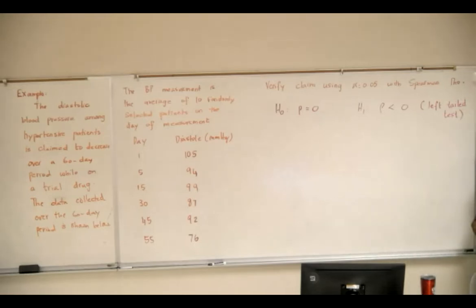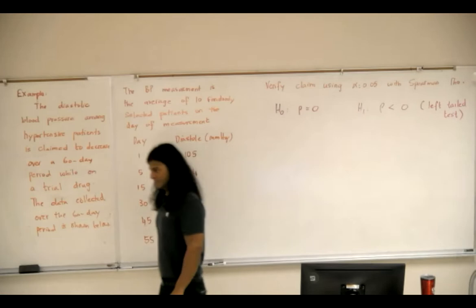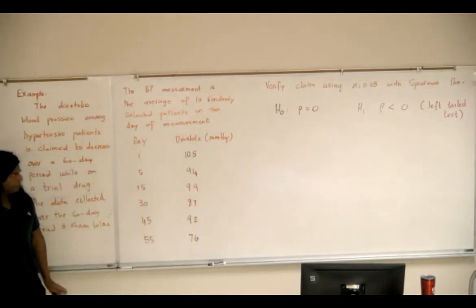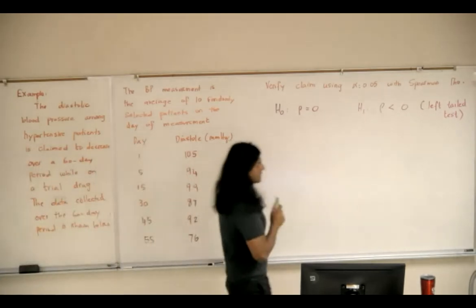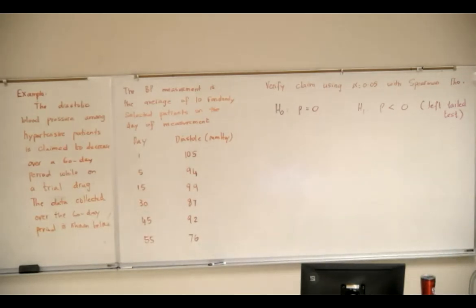We have an alpha of 0.05. If it is not specified in the problem, we'll just assume 0.05. That said, we have to find the test statistic. The test statistic is r.